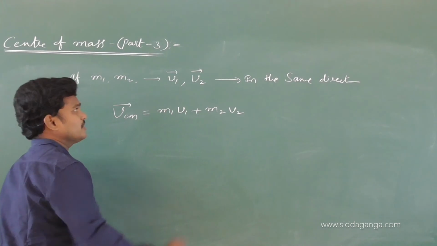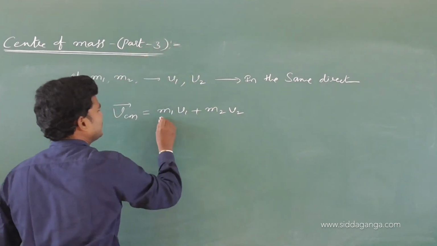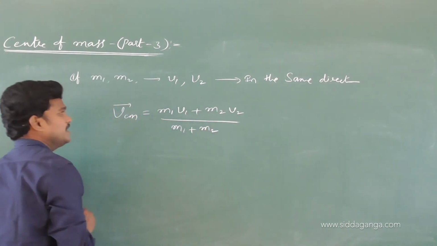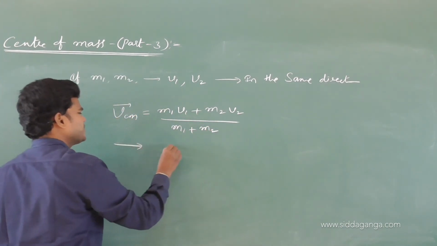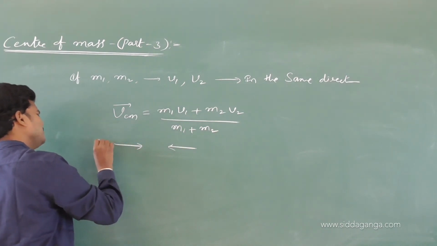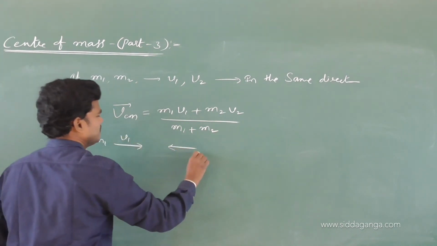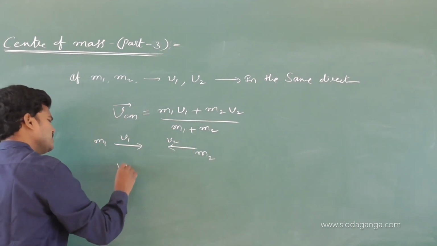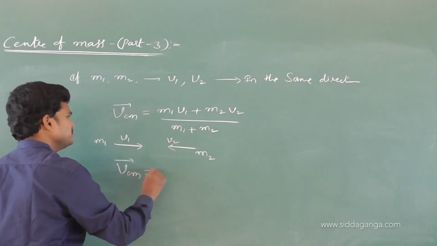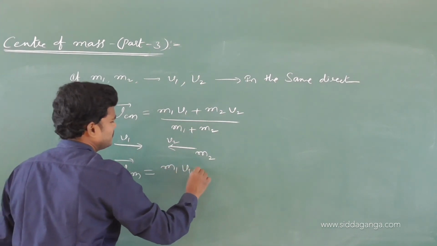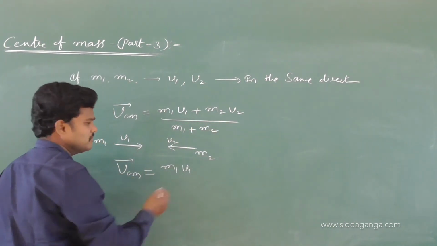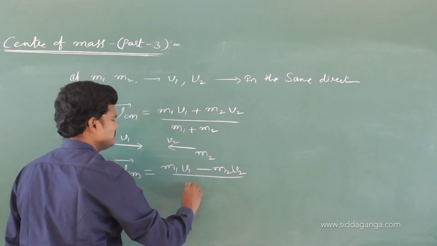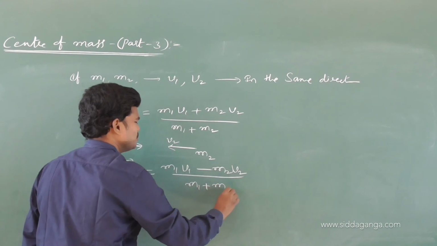divided by m1 plus m2. If they move in the opposite direction, m1 is moving with v1 and m2 is moving with v2 in the opposite direction, it is very simple. You can take m1 v1, and since this is moving opposite to m1, you use a minus sign. The regular thing: m2 v2, divided by m1 plus m2.